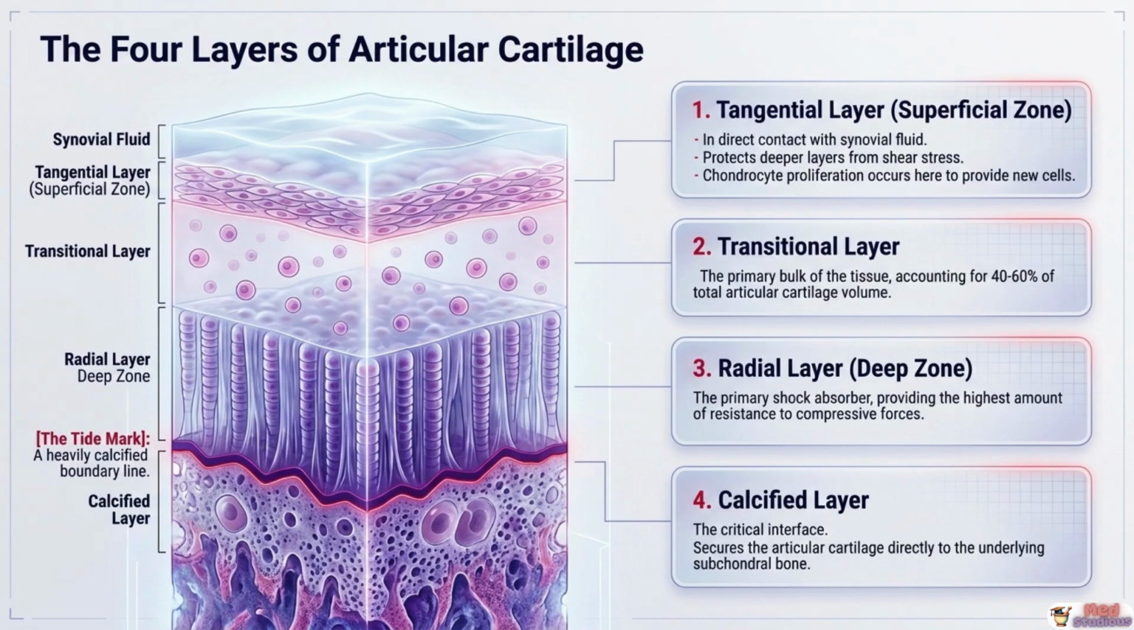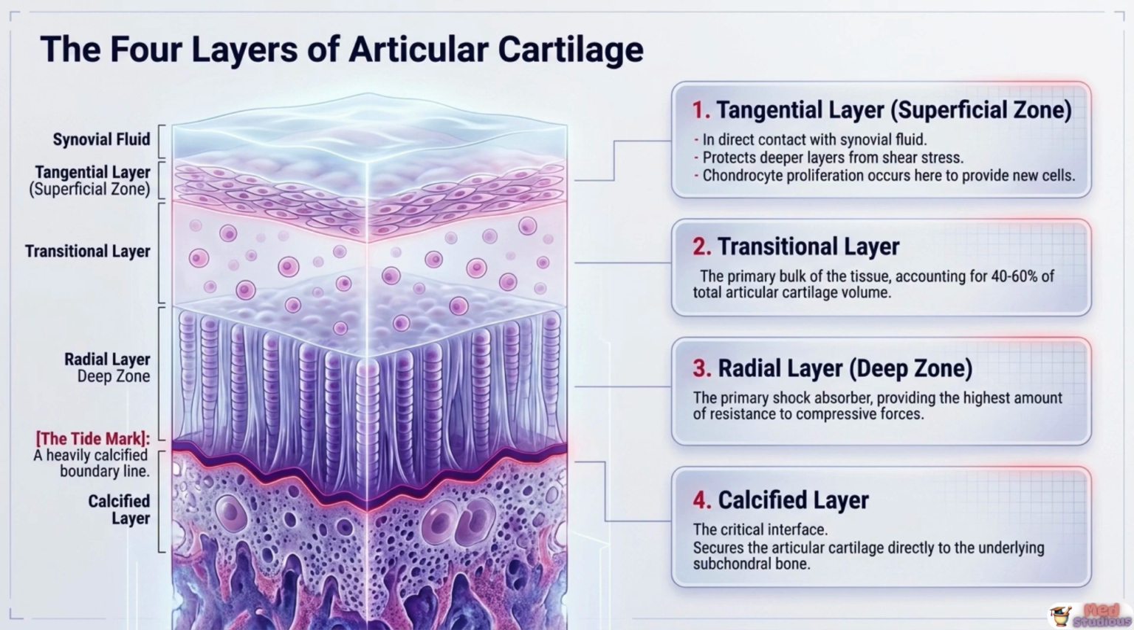Layer 3 is the radial zone, the deep zone, and this is the primary shock absorber of articular cartilage. Chondrocytes here are stacked in strict vertical columns perpendicular to the joint surface, and the collagen fibers are oriented radially, perpendicular to the surface. This perpendicular arrangement maximizes resistance to compressive forces transmitted straight down through the joint.